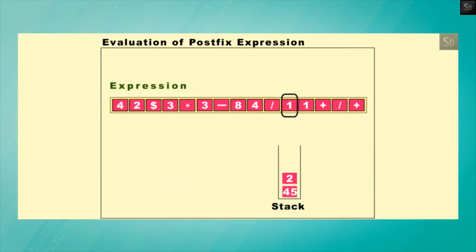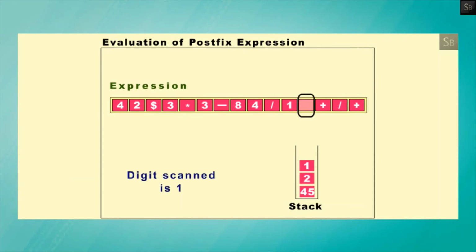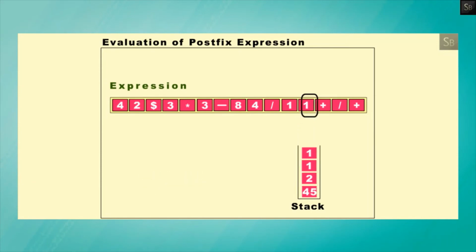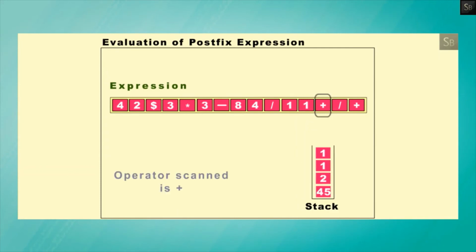We are going to scan the next input character from the postfix expression, which is plus operator. So when we encounter any operator in the input string, we are going to pop recently pushed 2 input characters from the top of the stack, which is 1 and 1, and we are going to make the specified operation, that is 1 plus 1, and the result 2 is to be pushed onto the top of the stack.